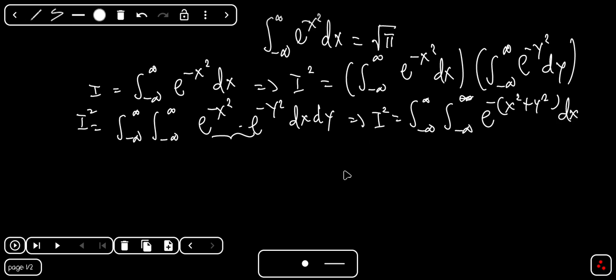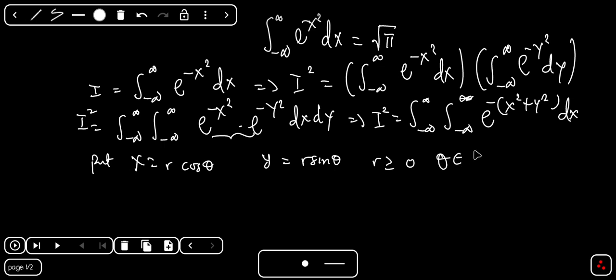Okay, so the next thing I'm going to do is to use polar coordinates. That is, I'm going to put x equal to r cos theta, then I'm going to put y equal to r sine theta, where r is greater than or equal to 0 and is the distance from the origin, are we together? And theta is between 0 and 2 pi, that is from 0 to 2 pi, and is the angle from the x axis.